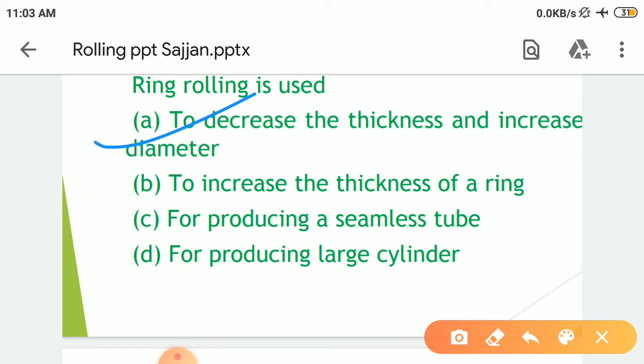जो ऑलरेडी ट्यूब है हमारे पास उसका थिकनेस कम करने के लिए, और जब थिकनेस कम करोगे तो ऑब्वियसली डायमीटर और लेंथ कोई एक चीज़ उसका इंक्रीज होगा, तो यहाँ पर उसका डायमीटर जो है वो इंक्रीज होता है, कीपिंग द लेंथ एज ए कांस्टेंट. सो उसका थिकनेस कम होगा और डायमीटर उसका इंक्रीज होगा.